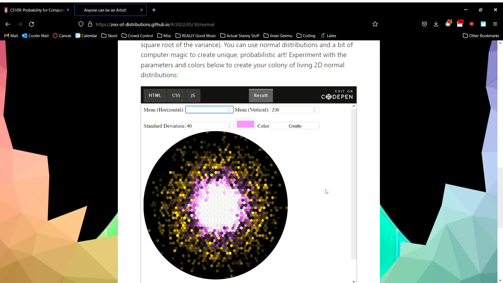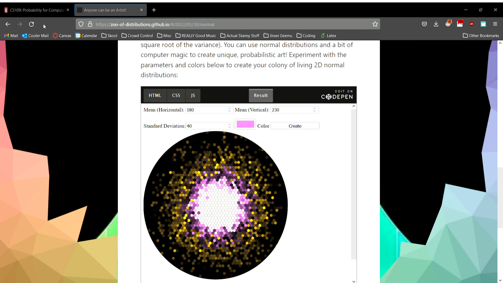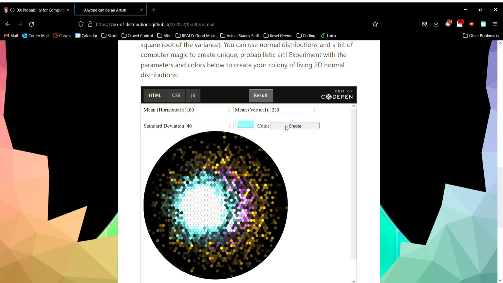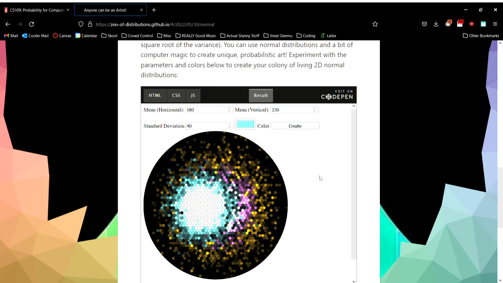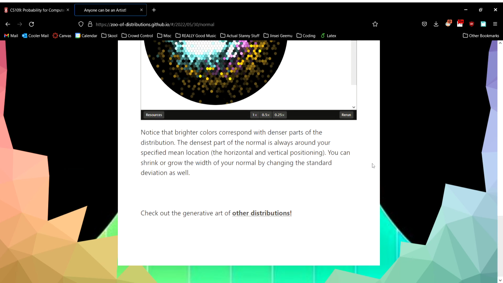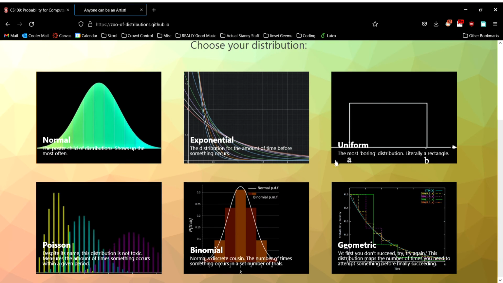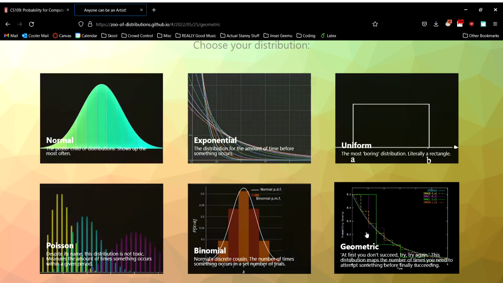Let's try playing around with some of the other parameters on here. Notice that this shifted our distribution a bit to the left. So that's a small showcase of the normal. Now let's move on and check out the geometric distribution.